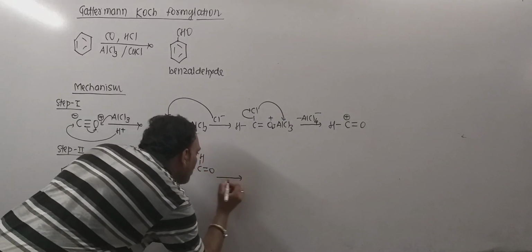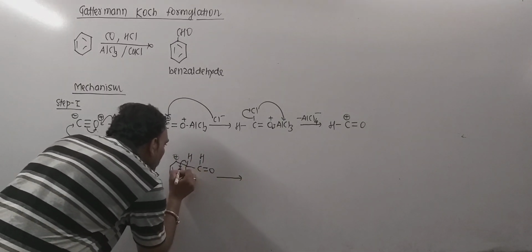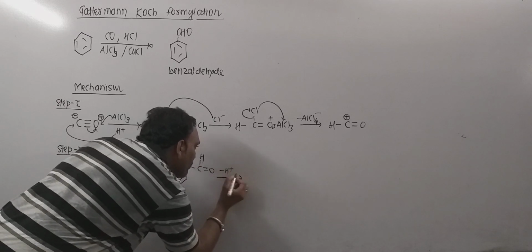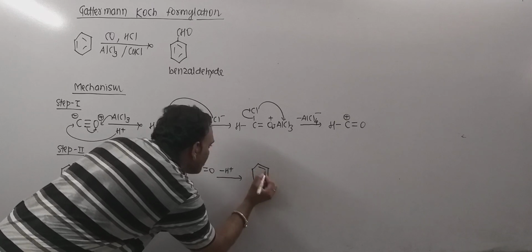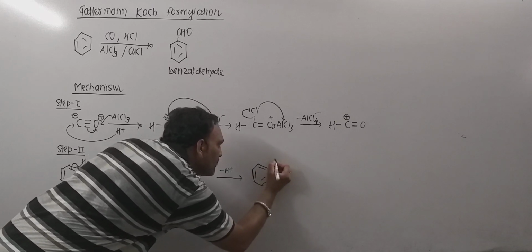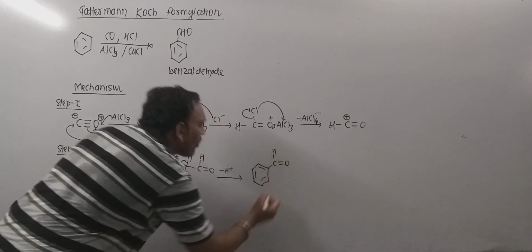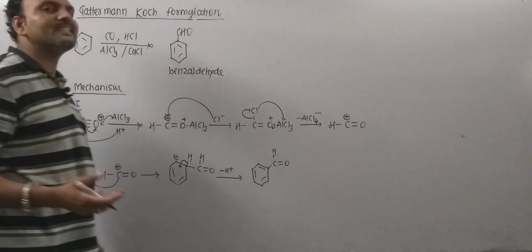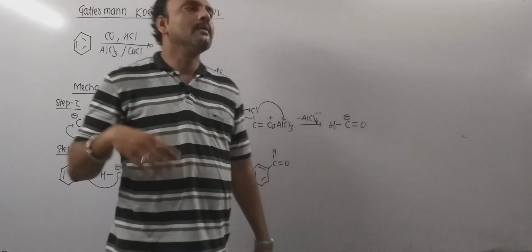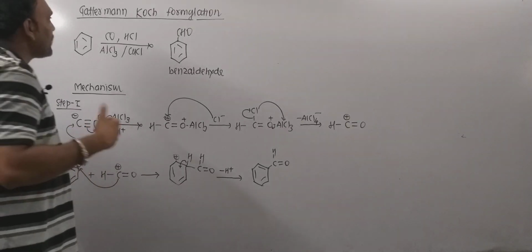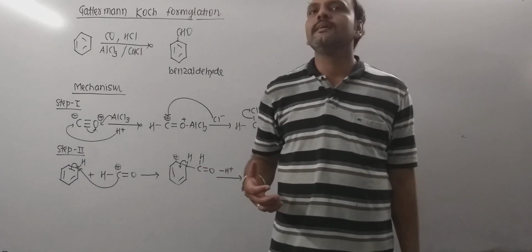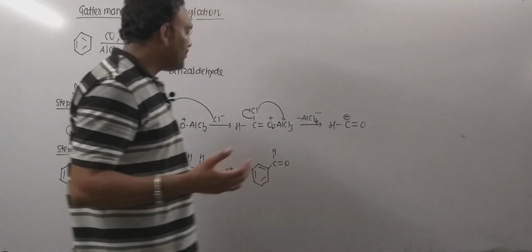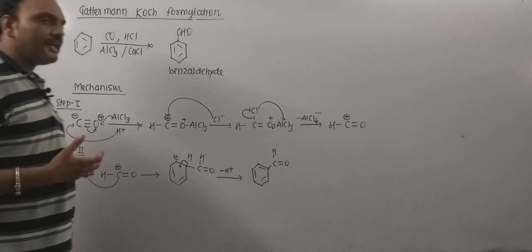Now this carbonium ion tends to lose a proton, so deprotonation occurs, and deprotonation leads to the formation of our product which we call benzaldehyde. Thus benzene when treated with carbon monoxide and HCl in presence of anhydrous AlCl3 and cuprous chloride leads to the formation of benzaldehyde.